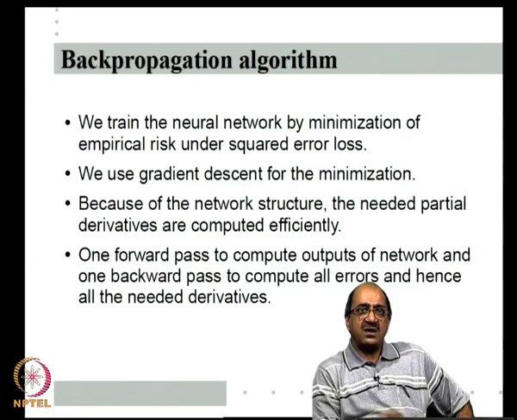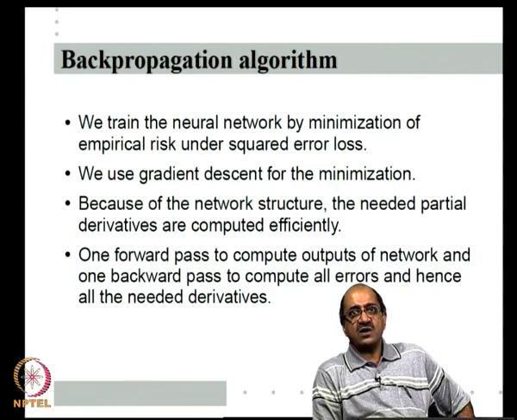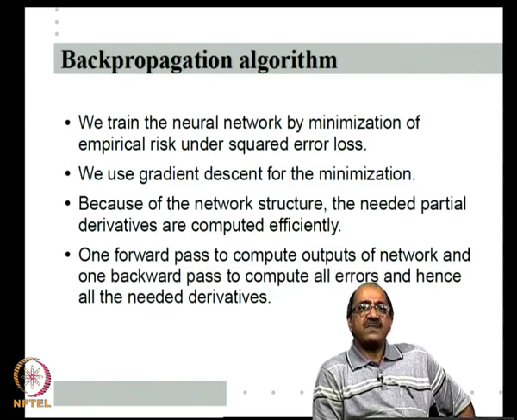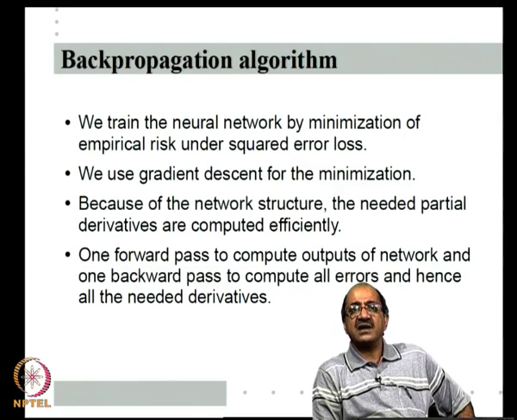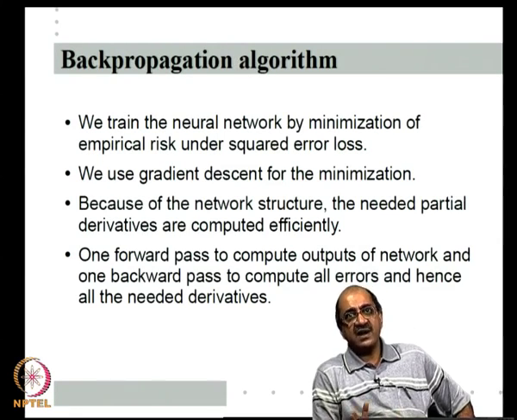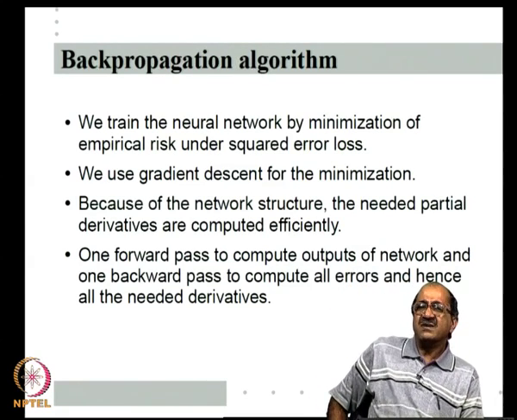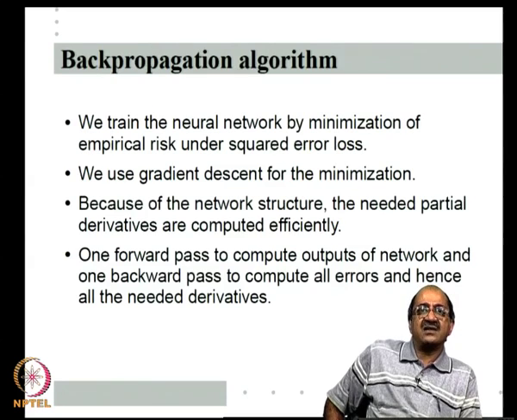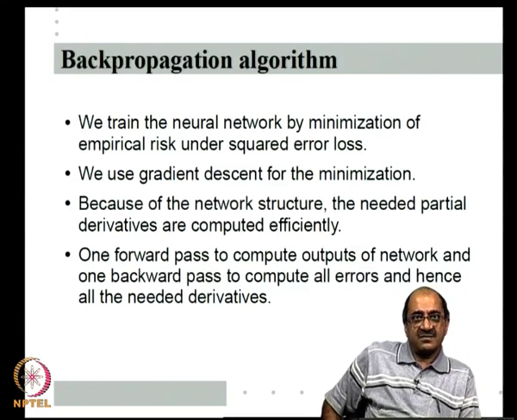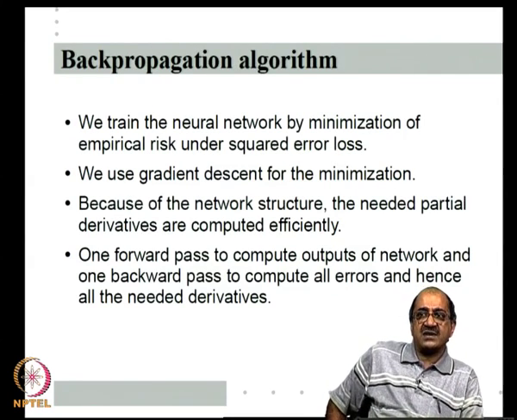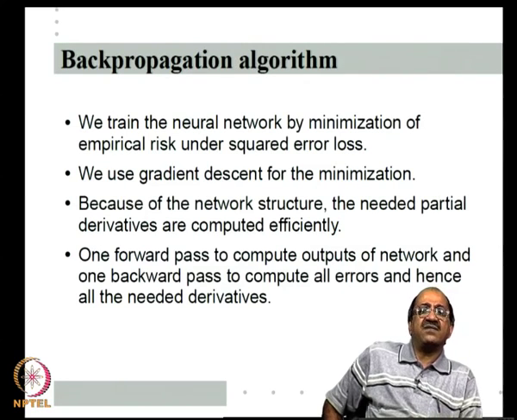What is the process involved? One forward pass to compute outputs of the network and one backward pass to compute all the errors and hence all the derivatives. First there is a forward pass of pushing inputs of the network to the outputs of the network, which involves of course weighted sums and function computations. And once I have the output of the network, by comparing with the desired output I can calculate errors at the output node. Now, I do backpropagation, which once again simply involves weighted sums and function computations.